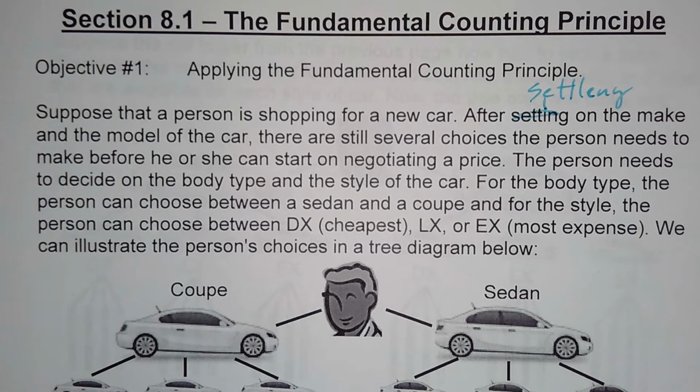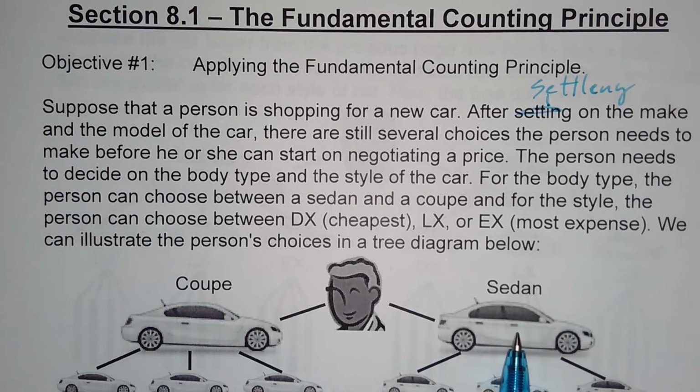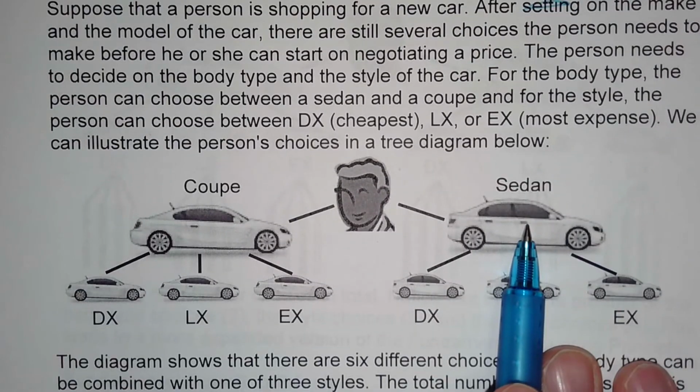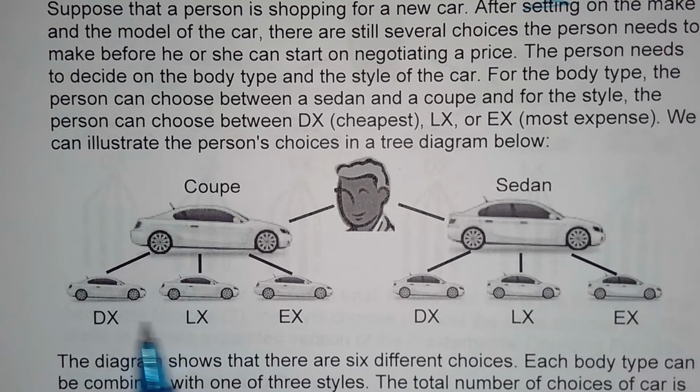We can illustrate the person's choices in a tree diagram. So here we're going to pick a coupe or a sedan. In the coupe, they can either do a DX, LX, or EX. In a sedan, they can do a DX, LX, or EX. And this diagram shows us that we have six different choices. Each body type can be combined with one of three styles.